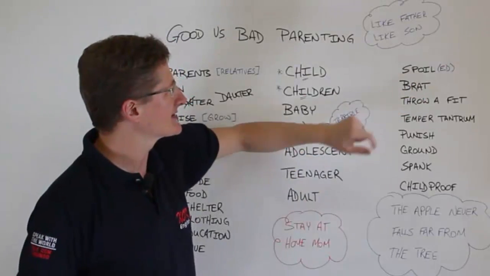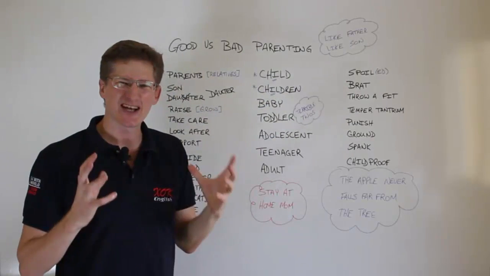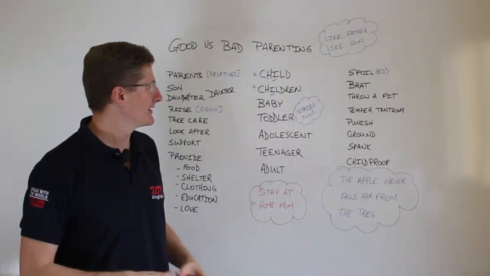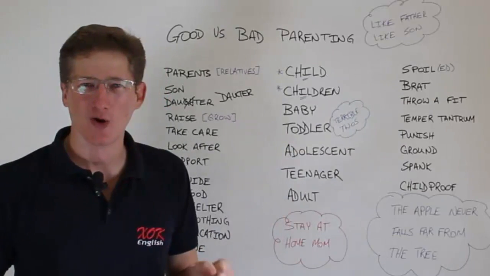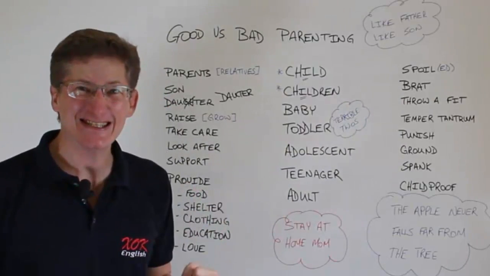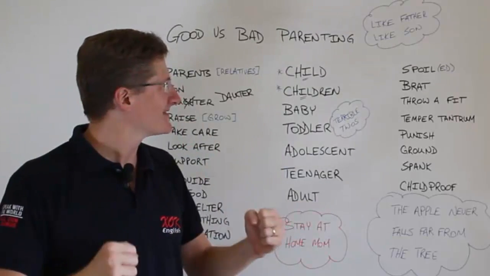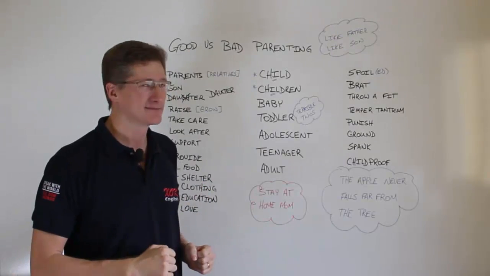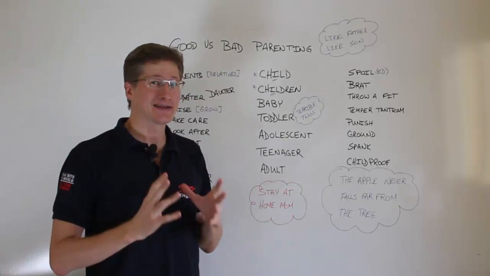Spoiled. So you can say spoiled brat. A little child who's irritating because they get their way and do whatever they want. And if you don't let them do what they want, they throw a fit. They scream and cry and make a lot of noise until you let them have their way. That's not very good. It's not a fun phase to go through. So you have to deal with that.